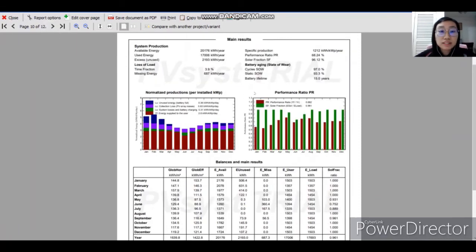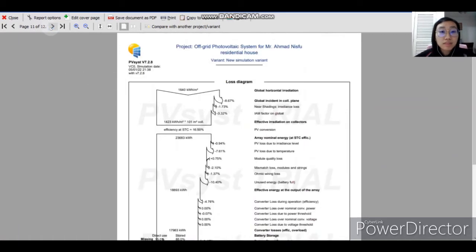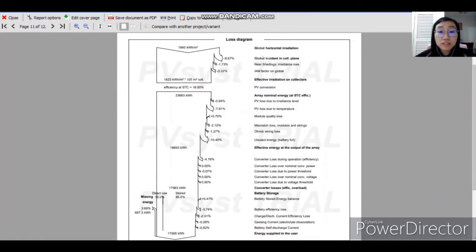And next we can see the main results that we get, starting from January to December, and we can see all of the parameters and also the results. And this is the loss diagram. From this loss diagram we can see the losses such as the battery efficiency loss, the current efficiency loss, the battery stored energy balance, and also the converter loss.